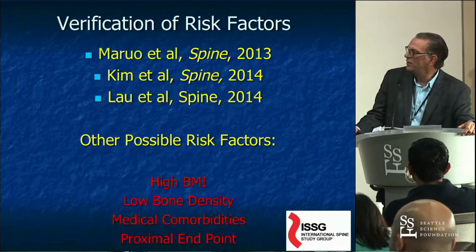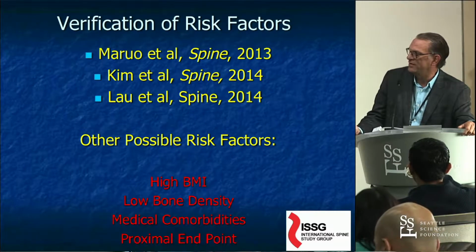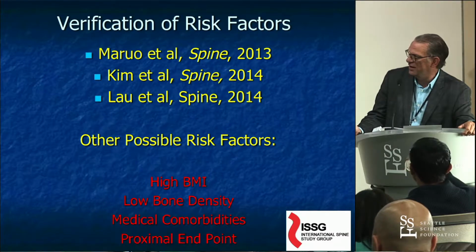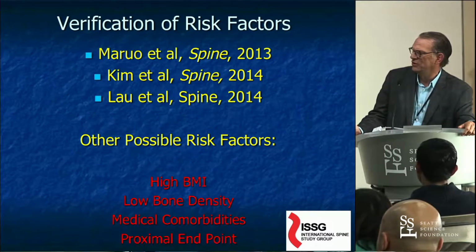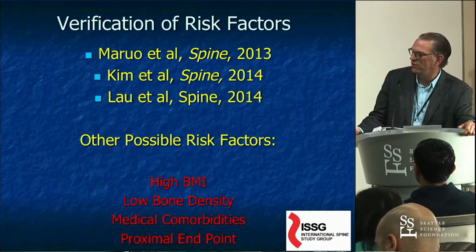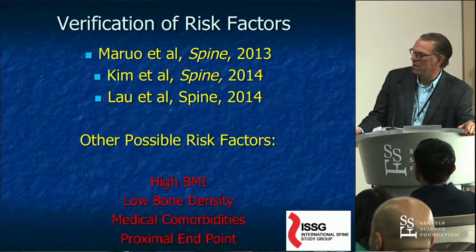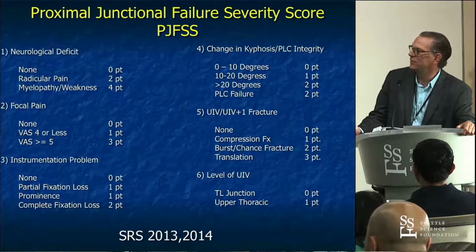And these have been verified. That was out of a study that we conducted with the ISSG database. Those have now been verified in several other publications and presentations, and have been extended to include high body mass index, low bone density as talked about, and medical comorbidities. And then there's discussion of whether the proximal endpoint matters. Some authors think, and there is some data to suggest, that upper thoracic levels are less vulnerable than thoracolumbar junction levels, although we weren't able to show that with the data out of the ISSG.